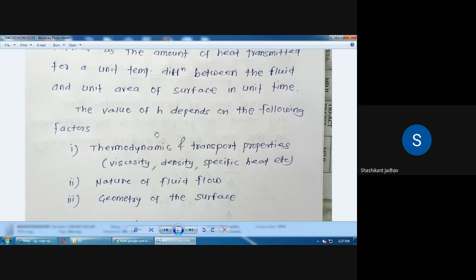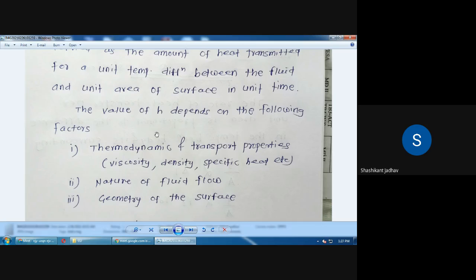Then second, write down nature of fluid flow. What is the nature of fluid flow? There are different types of fluid flow: laminar and turbulent. So for that case, the heat transfer coefficient value is different. So write down nature of fluid flow.